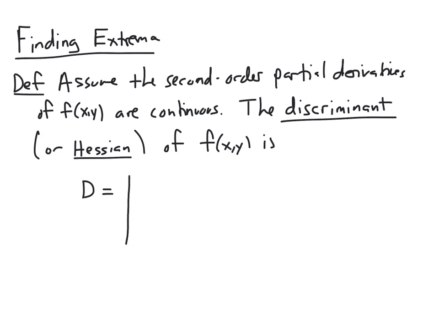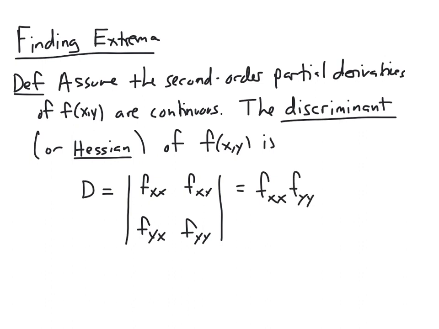It's going to be the determinant of the matrix where we have all of our partial derivatives as our entries. So our derivatives where we differentiate x first are along the top row, differentiating y first along the second row. And so we can compute this pretty quickly. This is going to be fxx multiplied by fyy minus fxy f of yx.